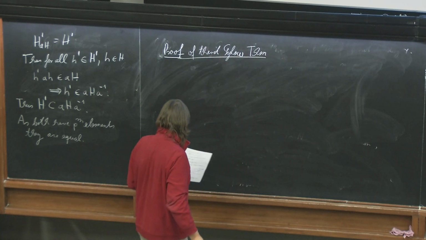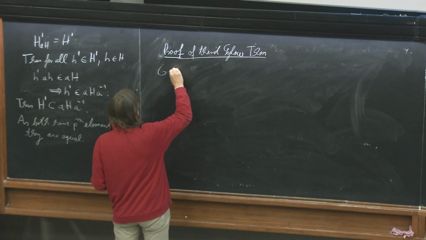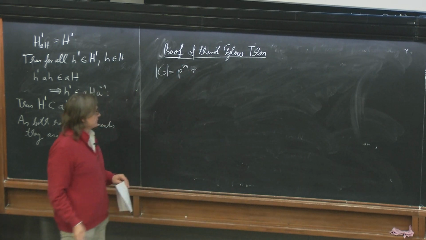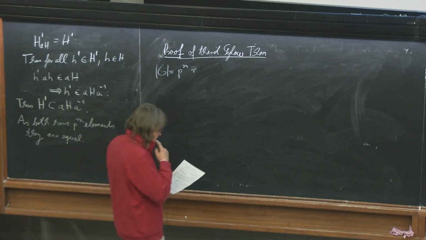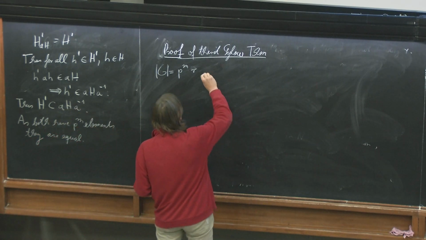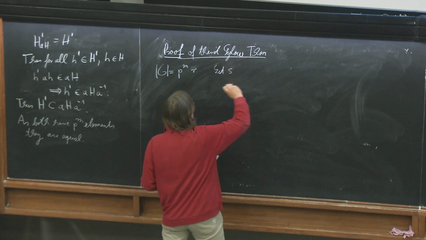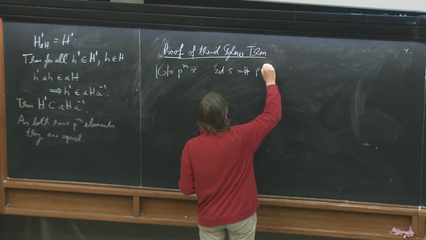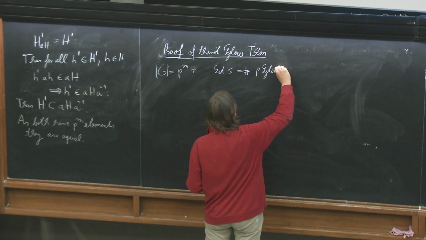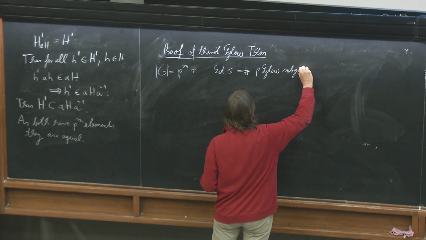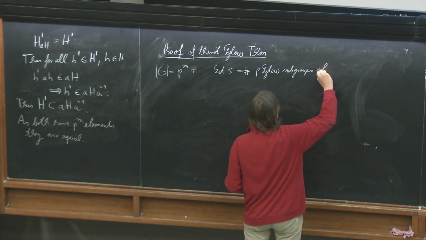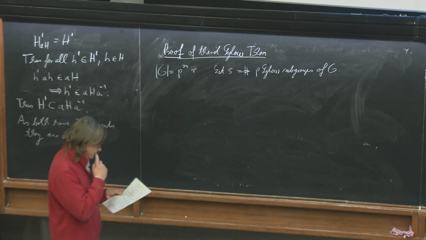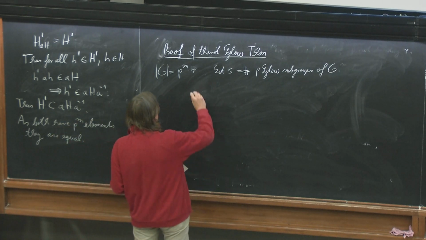So let me again also recall what it is. So we had the number of elements in G was still p to the m times r with p prime to r, and let S be the number of p-pseudo subgroups of G. We know there's at least one by the first theorem, and then we have two statements.